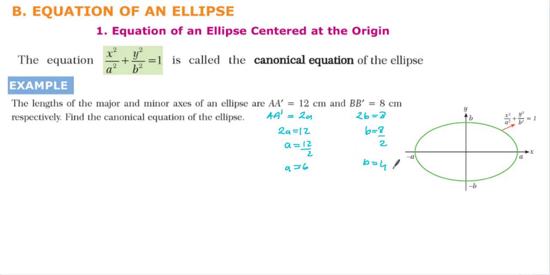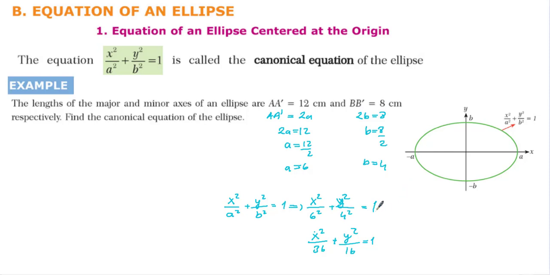So now if I know the a and b values, for this graph I can write the canonical equation: x squared over a squared plus y squared over b squared is equal to 1. This implies that x squared over 6 squared plus y squared over 4 squared is equal to 1. This is the canonical equation. We can continue one more step: x squared over 36 plus y squared over 16 will be equal to 1, and this is our form.